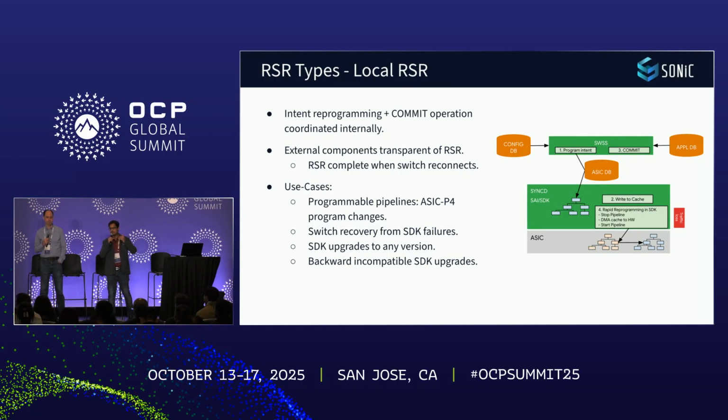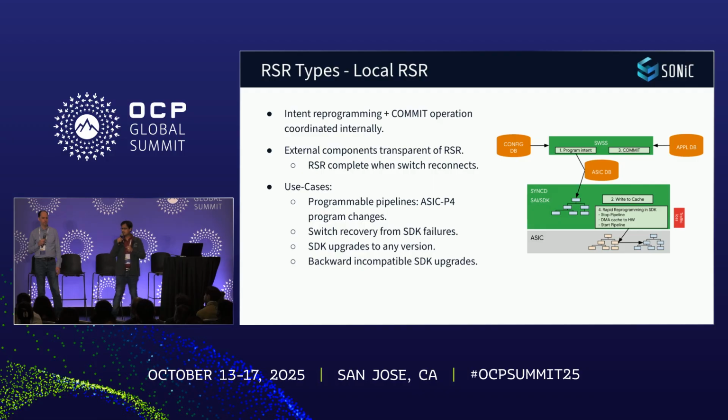So for example, the switch wakes up, reads config DB, app DB, replays all that intent to syncd, and syncd passes it to SAI through the SDK, and that gets cached in the SDK. Once the intent reprogramming is complete, the commit signal is sent by SWSS itself. At this point, the pipeline is stopped, the SDK cache is DMA'd into the hardware, and the pipeline is restarted. So as Jason mentioned earlier, this operation to the external world is completely transparent and looks like just a blip, a few 100 milliseconds of traffic loss. And the external world is really transparent of the RSR itself.